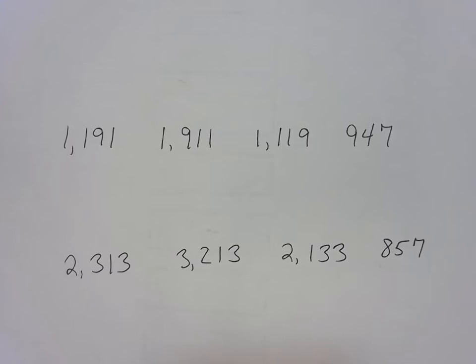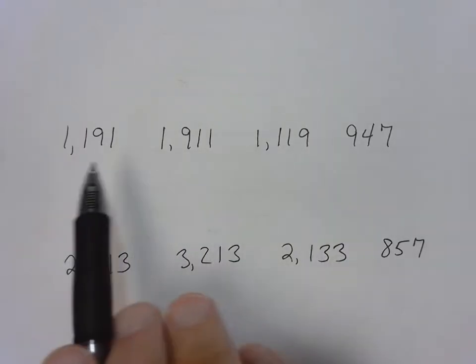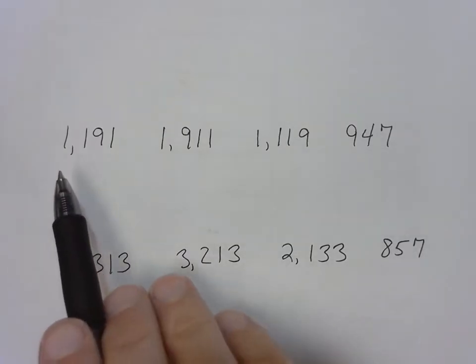We are going to put these numbers in order from least to greatest and from greatest to least. Least to greatest means smallest to biggest, and greatest to least means biggest to smallest. So these top ones here we're going to do from least to greatest.